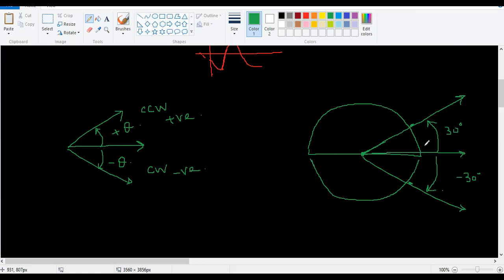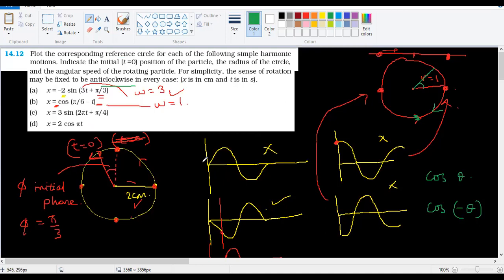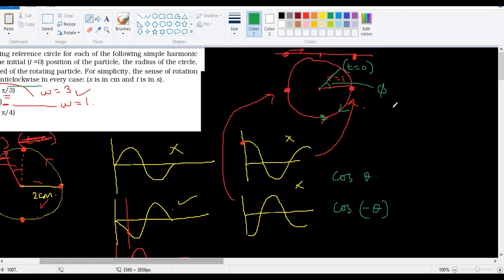Generally, our brains will work with numbers, not with x, y, or theta. So in that case, since it is minus t, I should be taking it this way, clockwise, instead of anti-clockwise. And since it is plus pi by 6, I should be taking this as my t is equal to 0 point. So this angle is your initial phase. Pi by 6 means 30 degrees. So that's your initial phase.